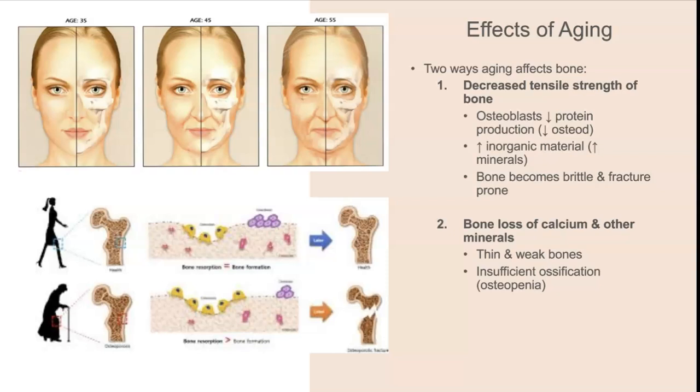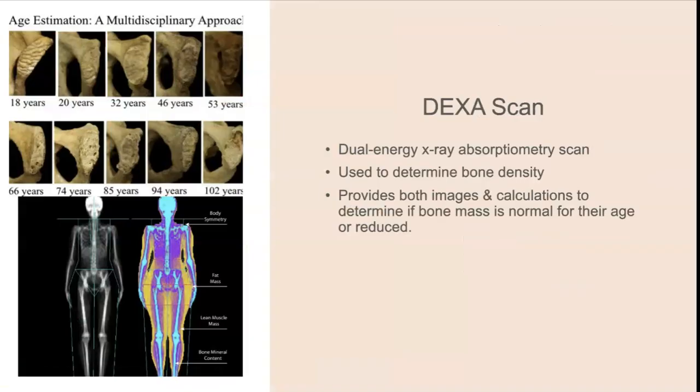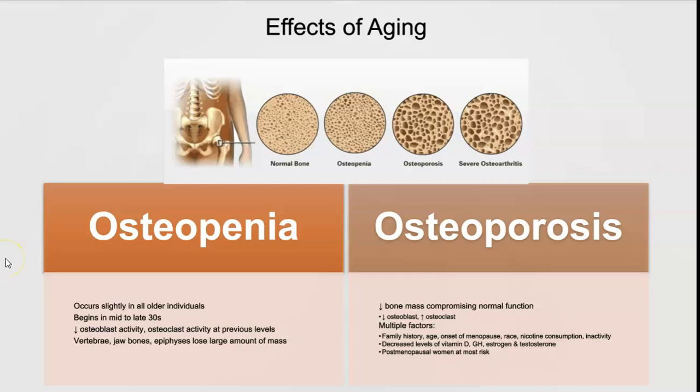Anytime you see penia, I want you to think of shortage. In order to determine bone mass, we can look at the density using a dual energy X-ray absorptiometry scan. Let's just call it a DEXA scan. It's very similar to a traditional X-ray because it's non-invasive, but it provides images and calculations to determine if the bone examined is at its normal for the age of bone mass or if the bone mass has been reduced. As we mentioned previously, osteopenia is bone shortage.